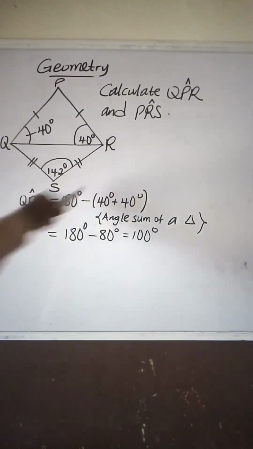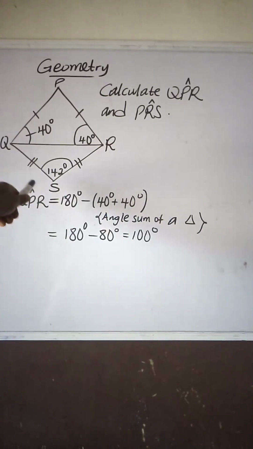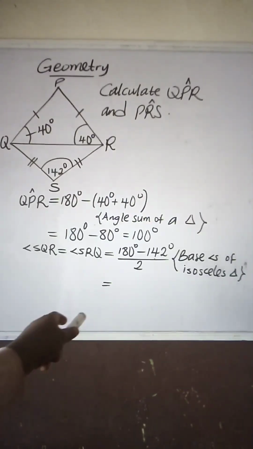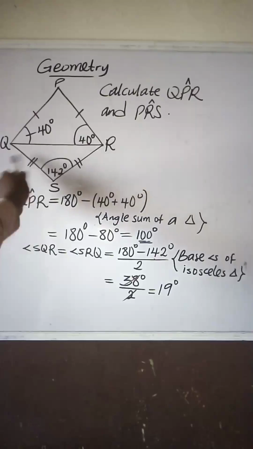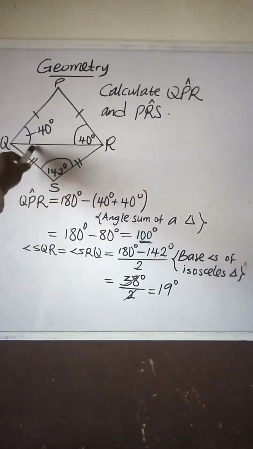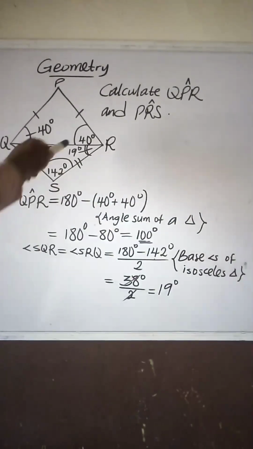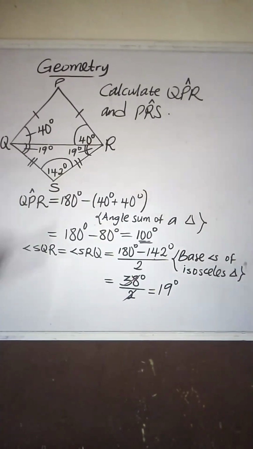Also, in triangle QSR, simply subtract 142 degrees from 180 degrees. That is the sum of angles in a triangle, and then divide the result by 2 to give you each of the base angles of an isosceles triangle, which is 19 degrees. So SRQ is 19 degrees, and also here is 19 degrees, and 40 plus 19 degrees is 59 degrees.